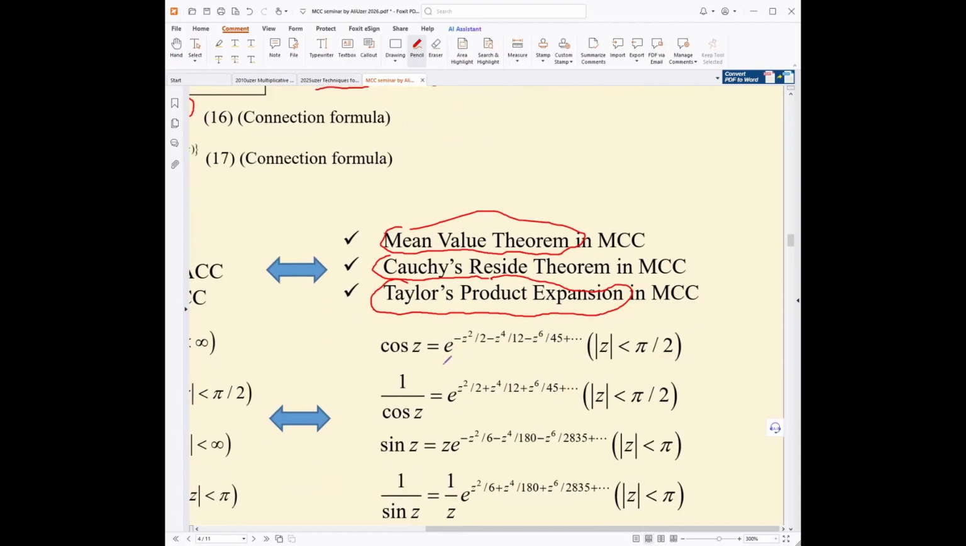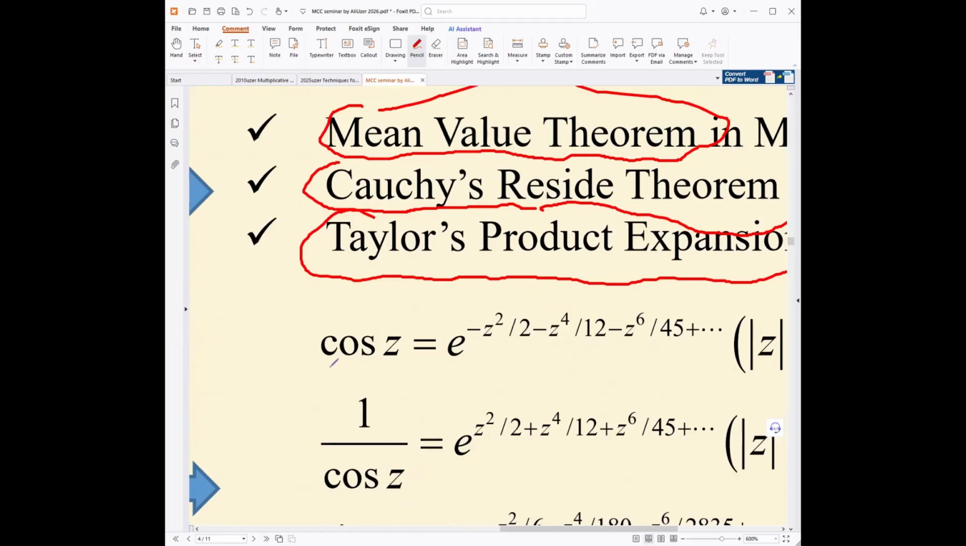For example, the Taylor product expansion of the normal cosine function would be e to the power minus z squared minus z to the power 4 over 12, z to the power 6 over 45, and so on.